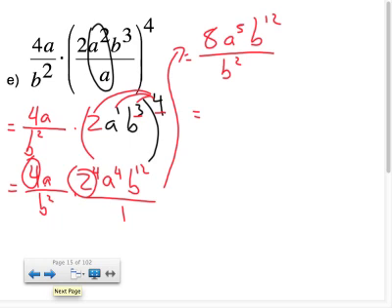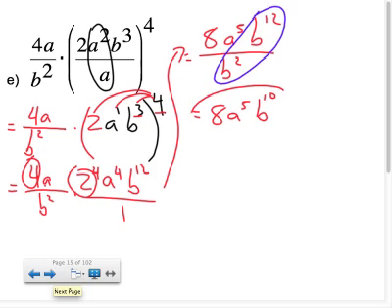And so now the very last step is to recognize I have a b to the 12th on top, b squared on the bottom. I can combine those. So the 8 stays, the a to the 5th stays, and now I take b to the 12 minus 2, which is b to the 10th. And that would be my simplified expression.